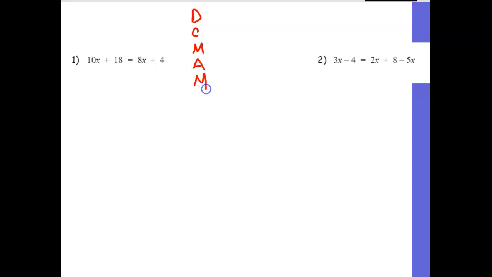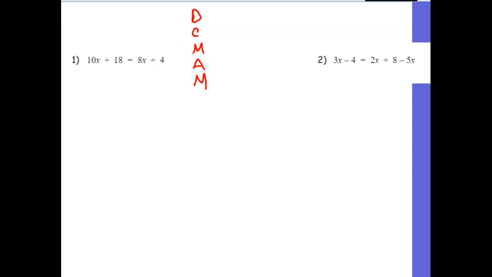Okay, let's get this in here. All right, there we go. Okay, first example. So I'm going to start out and make my little checklist. I've got DC MAM. Well, I'm looking at my first example and I can't distribute anything. I don't see any parentheses.